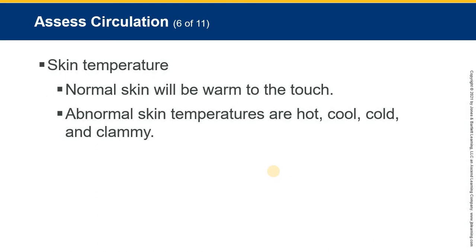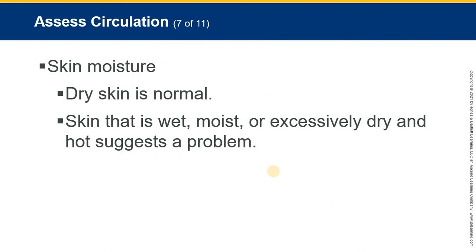So normal skin is going to be warm to the touch, but not hot. Abnormally, it's going to be hot, like they had a fever, or cool. It can even be cold in hypothermia patients. Patients that are dead are going to be cold. Or they can be clammy, which is kind of cold and sweaty. Dry skin is normal, so a normal adult's going to have warm, pink, dry skin. Skin that's wet or moist, or even excessively dry, could be things like staying out in the heat too long, heat stroke, that sort of stuff. Too hot is going to suggest a problem to you.